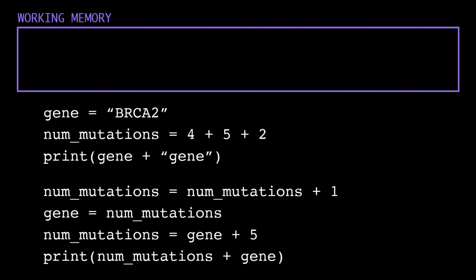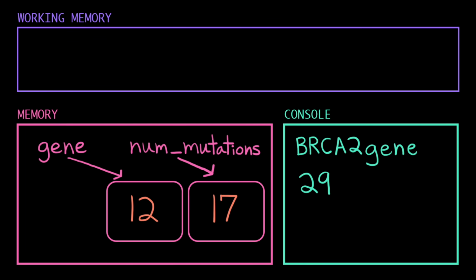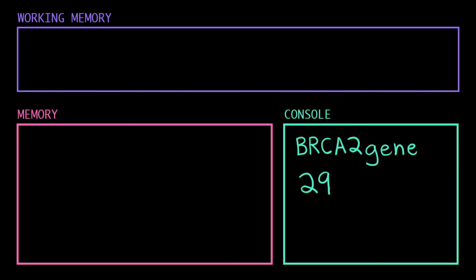The computer looks for the next line and finds that it's at the end of the program. When the program terminates, short-term memory gets cleared, so all these variables go away. And now the computer has room again to remember new things the next time you run a program.